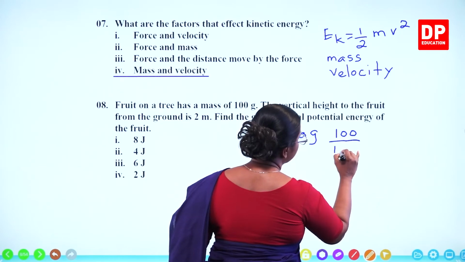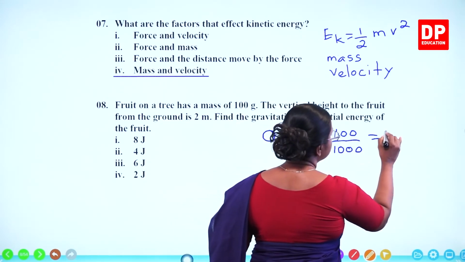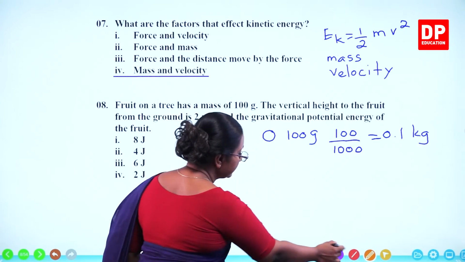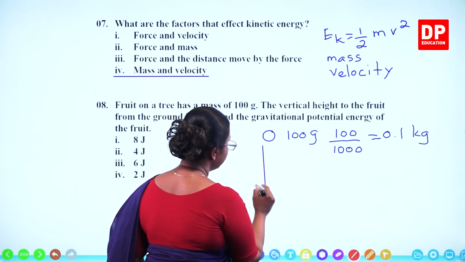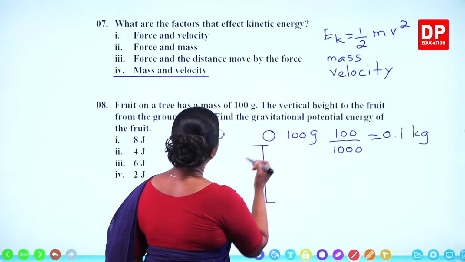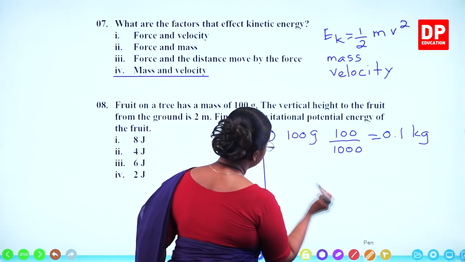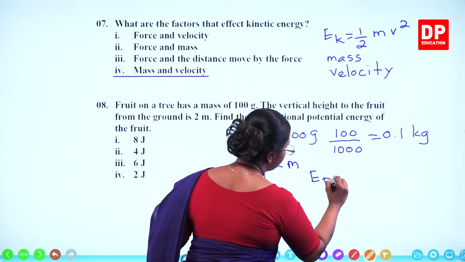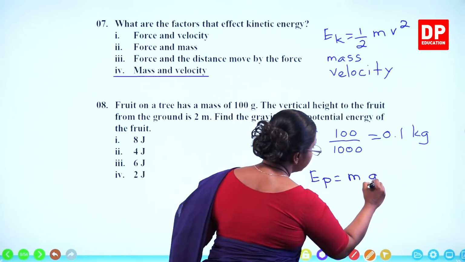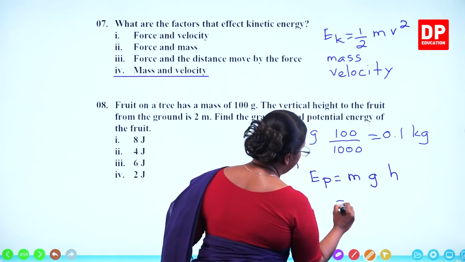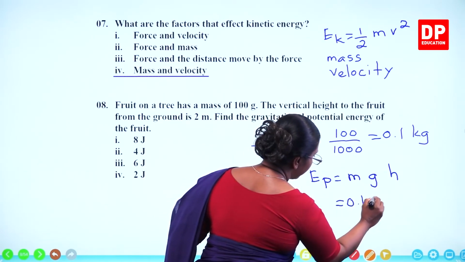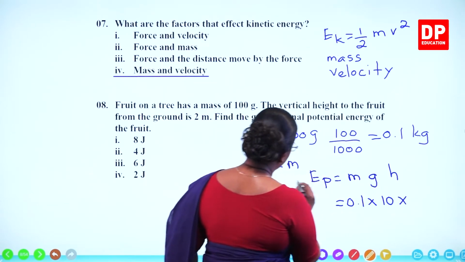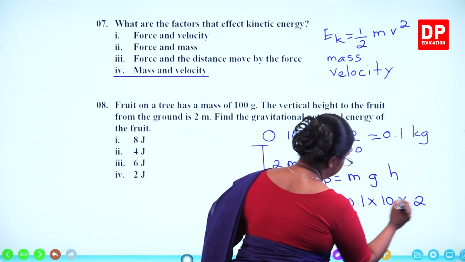100 divided by 1000, that is 0.1 kilogram. And the height is given to us. This height, let's say from here to here, it is 2 meters. And what is potential energy? E potential equals mgh. And m is 0.1. g, gravitational acceleration, 10. And the height is 2 meters.